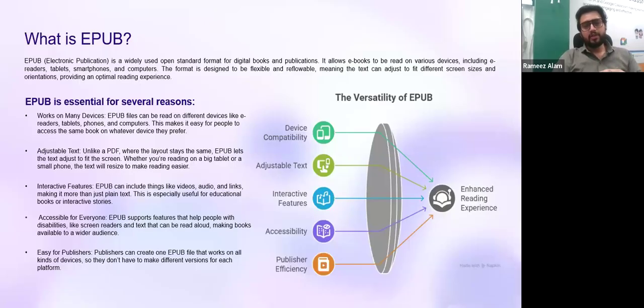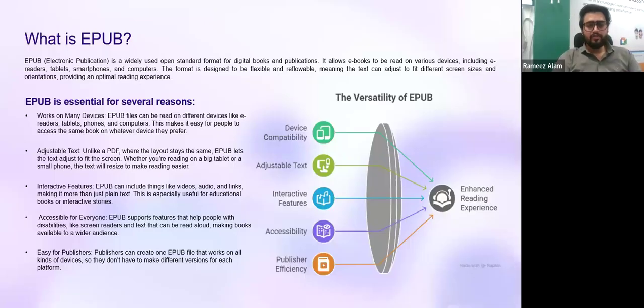Unlike a PDF, where the layout stays the same, EPUB lets the text adjust to fit the screen. Whatever your device is, large or small, a phone or a tablet, whether you are reading on a big tablet or a small phone, the text will resize to make reading easier. It has interactive features. It can include things like videos, audio, and links, making it more than just plain text. This is especially useful for educational books or interactive stories.